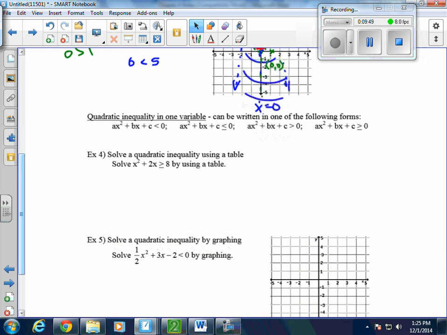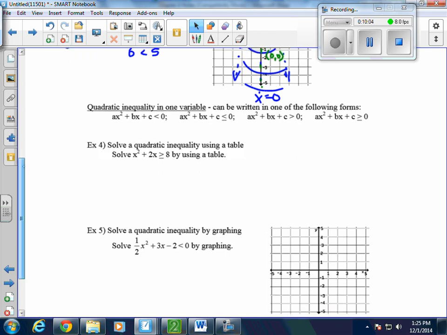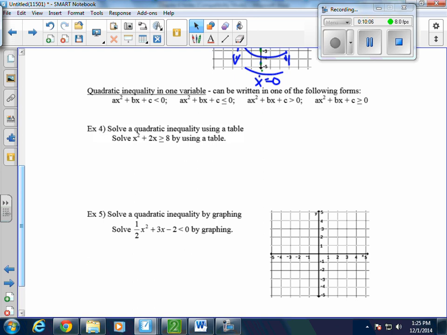The next thing we're going to talk about is graphing inequalities in one variable. And again, they can be written using any of the inequalities that we use. So the first way we're going to do it is solve a quadratic inequality using a table. So we're going to have x squared plus 2x is greater than or equal to 8. The first thing we want to do is set it equal to 0. So we have x squared plus 2x minus 8 is greater than or equal to 0.